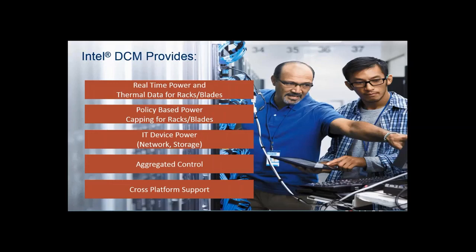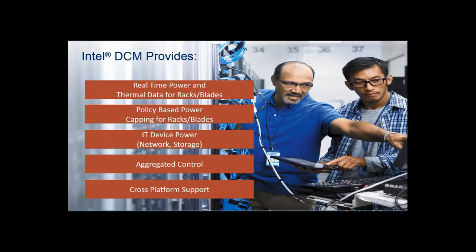The next thing that DCM provides is beyond just your server power, we can also talk to network and storage devices and pull the power usage of those devices as well. So you can really get a great representation of what your actual rack or room environment power usage is. So you can see the full picture, not just your servers, but all the other devices that might be in your environment.